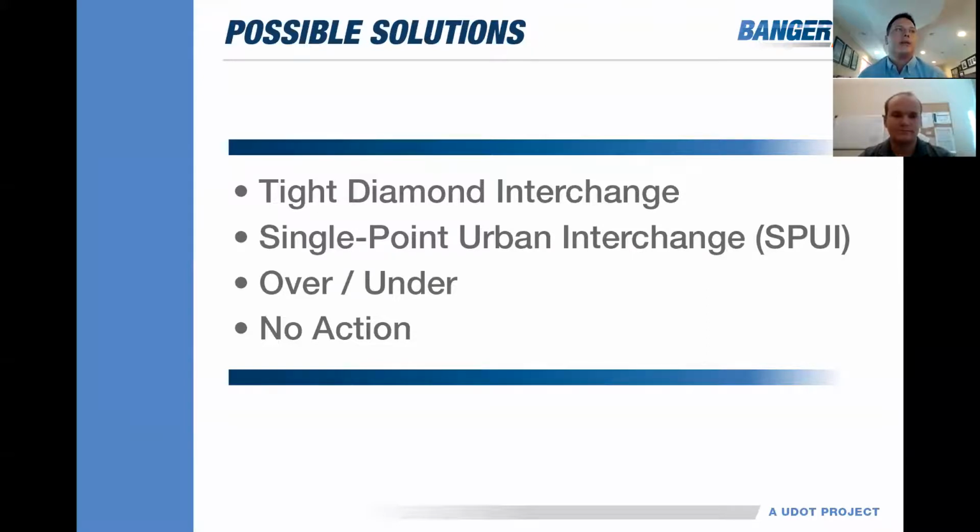The first one is a diamond interchange. Next one, single point urban interchange, also known as a SPUI. This type of interchange is the most common in urban areas and is the type of interchange that is used at other locations. We'll also be evaluating, in partnership with West Valley City and Taylorsville, if Bangerter Highway will go over or under 4700 South.